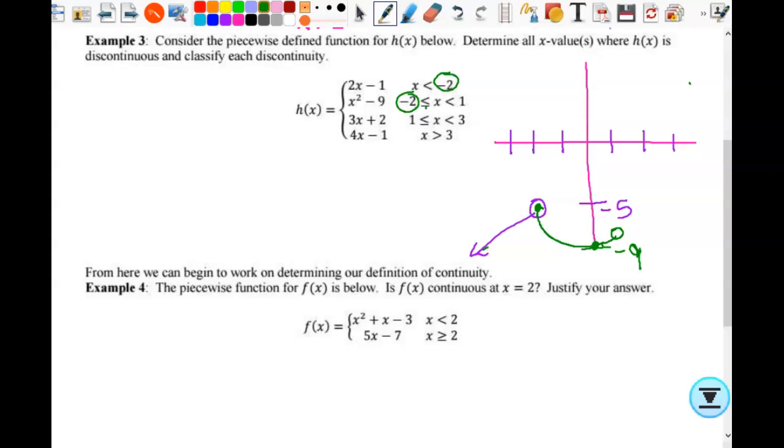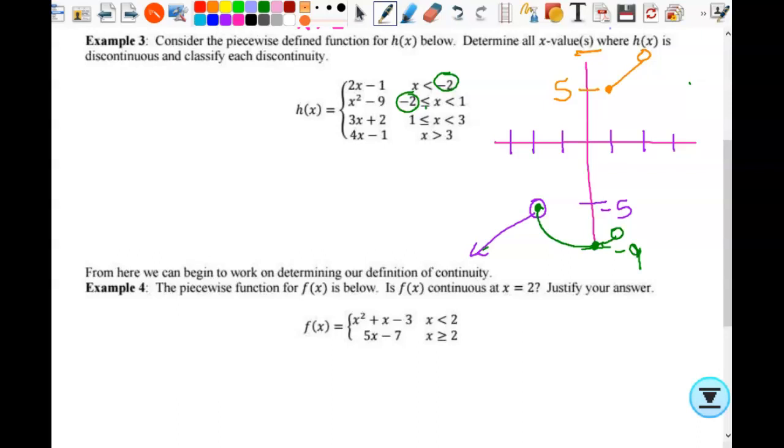So now I'm going to move on to the next piece of the line. When I substitute in this 1, 1 times 3 is 3, plus 2 is 5. So I'm actually starting up here at 5 with a closed circle at 1, 5. And then I'm going to go till I substitute in 3. 3 times 3 is 9, 10, 11. Oh, I probably should have made that not as big. It's not great to scale, but it's fine. And this is open, right? Something like that.